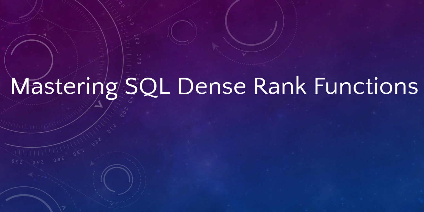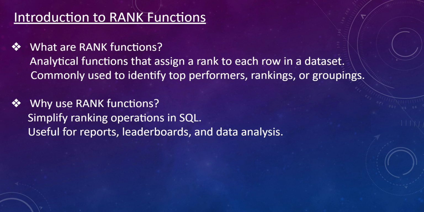As we learned in the previous video, the rank function gives the same rank to records with the same value and leaves a gap to account for these records. In contrast, the dense rank function doesn't leave a gap, and that's the only difference between the rank function and dense rank. This is about the rank function.